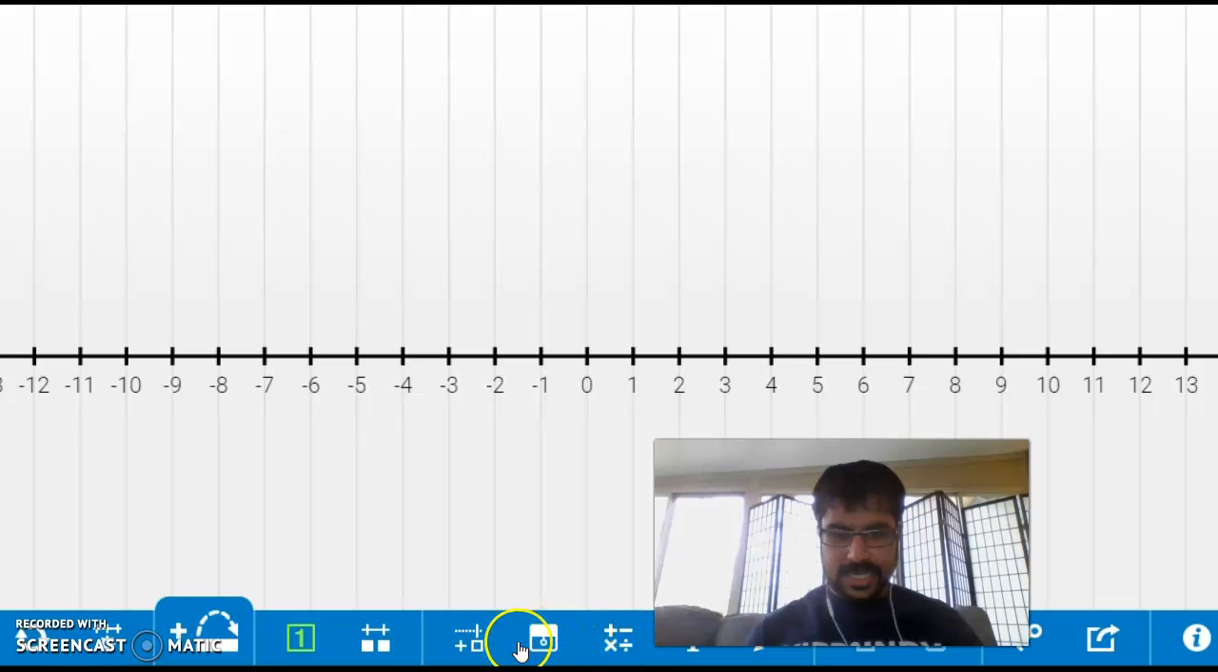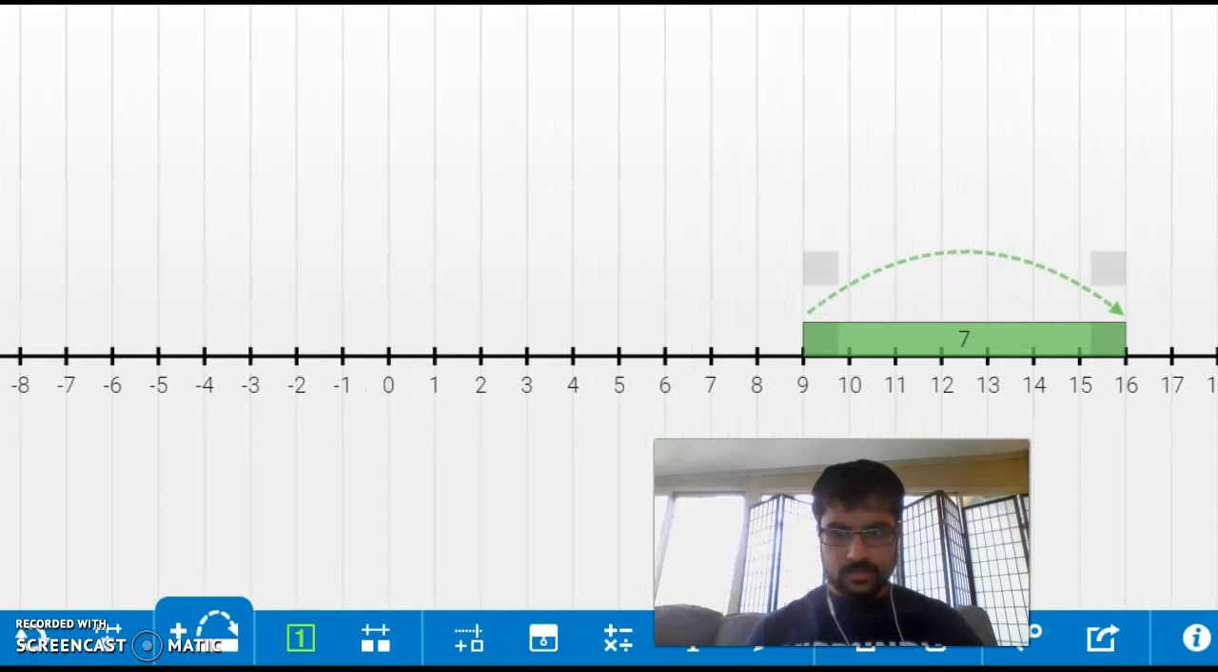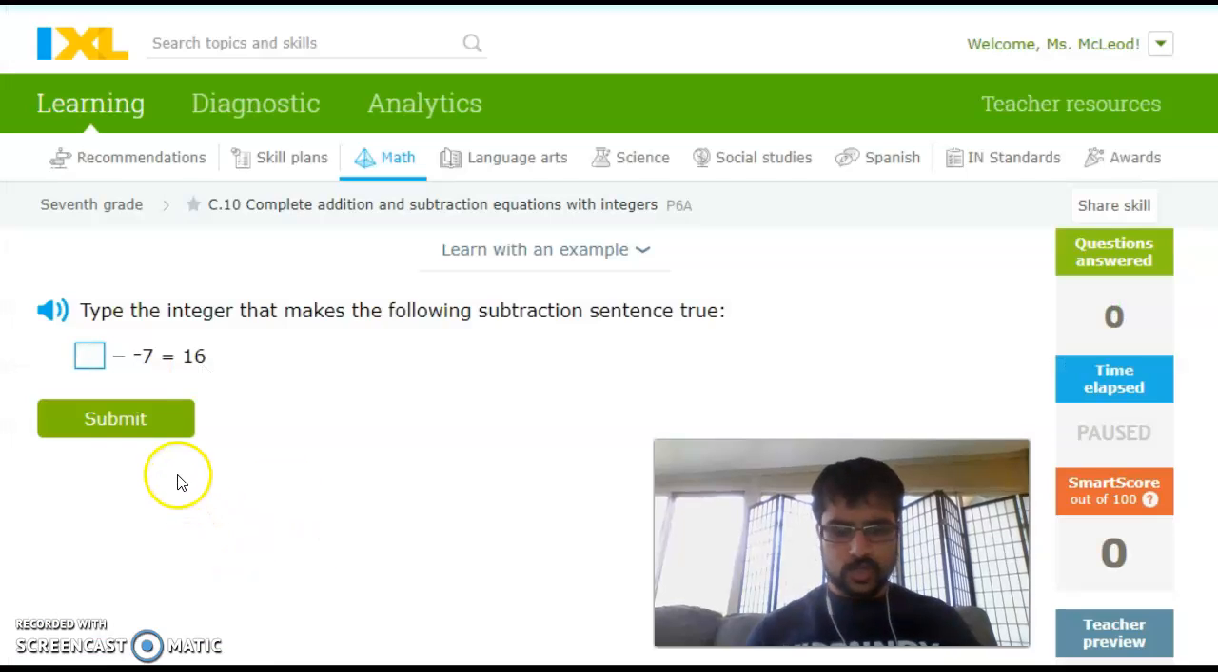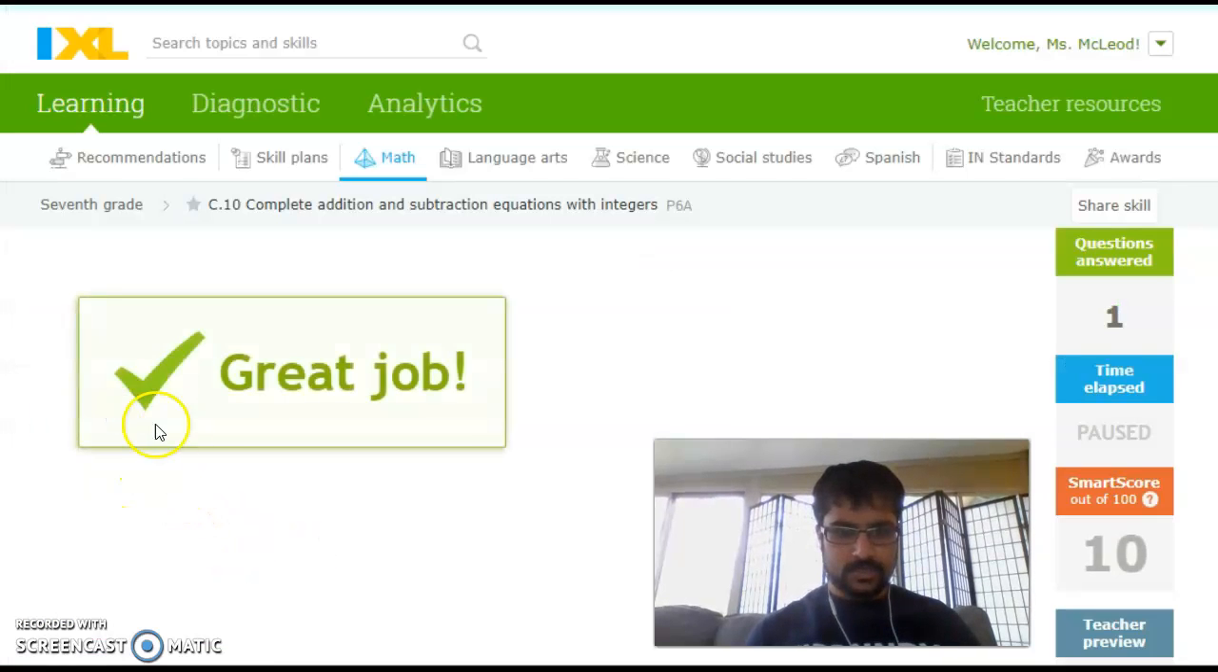I know that I need to add 7 to something, and that is going to get me to 16. Now, let me go ahead and drag this over so you can see it. So I need to add 7 to something to get me to 16. I go back, I added 7 to 9, and that got me to 16. So let's try plugging in 9. I got it both ways.